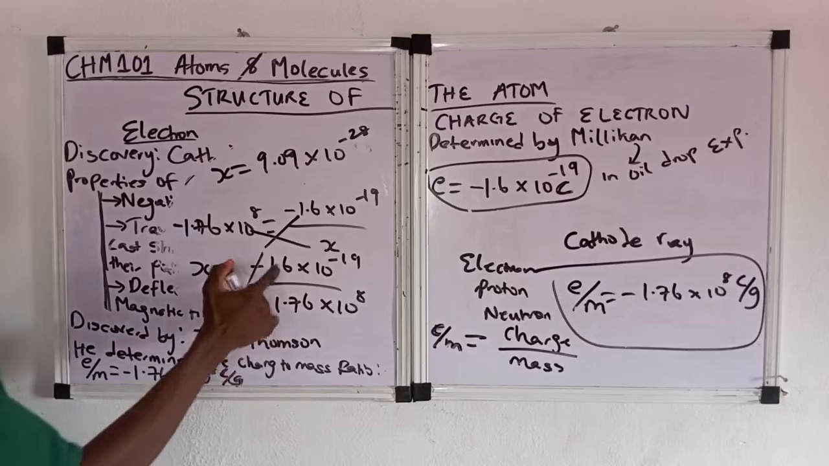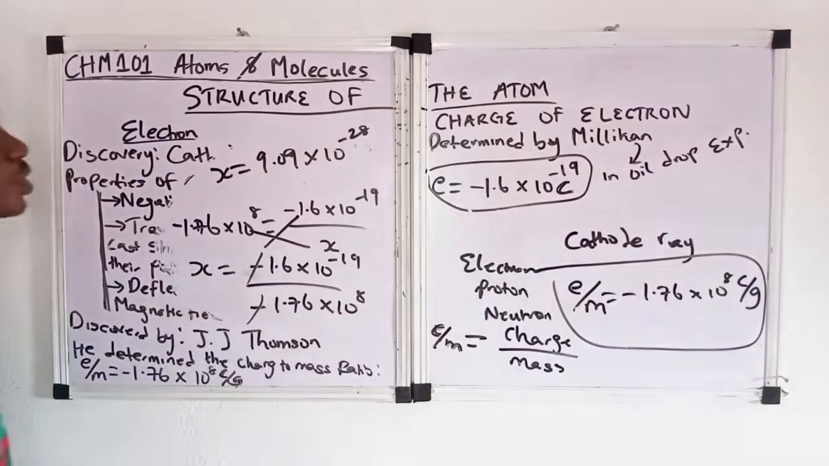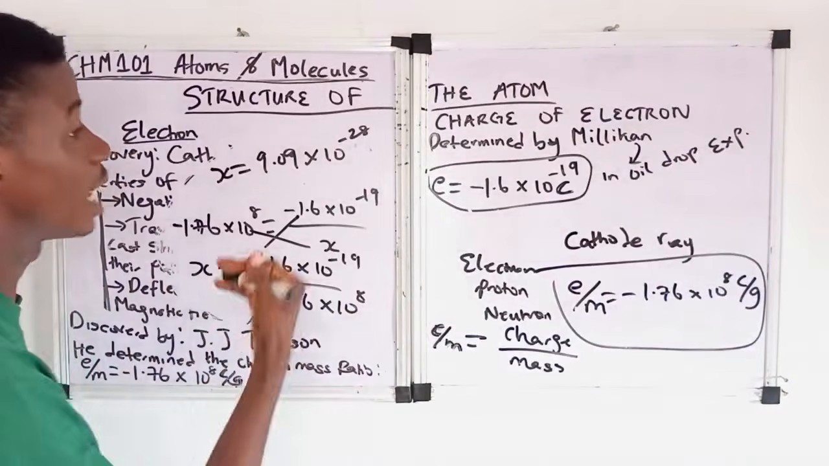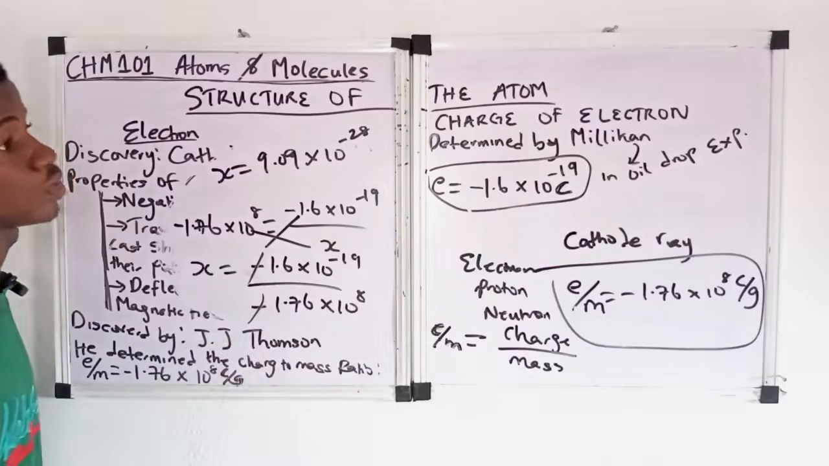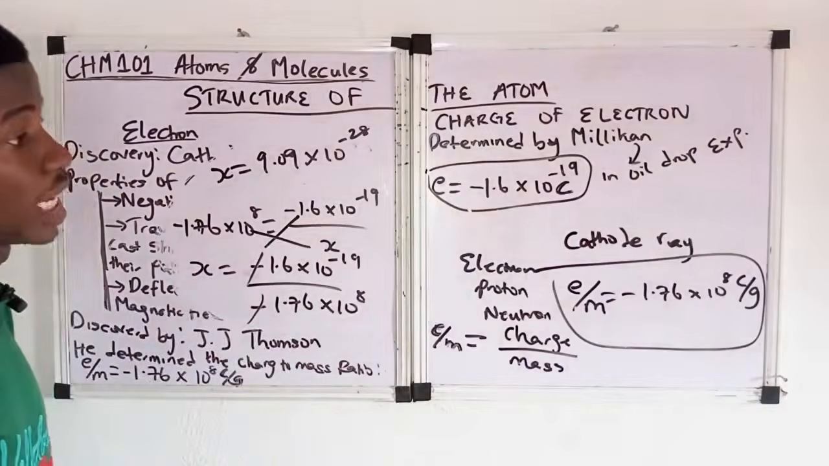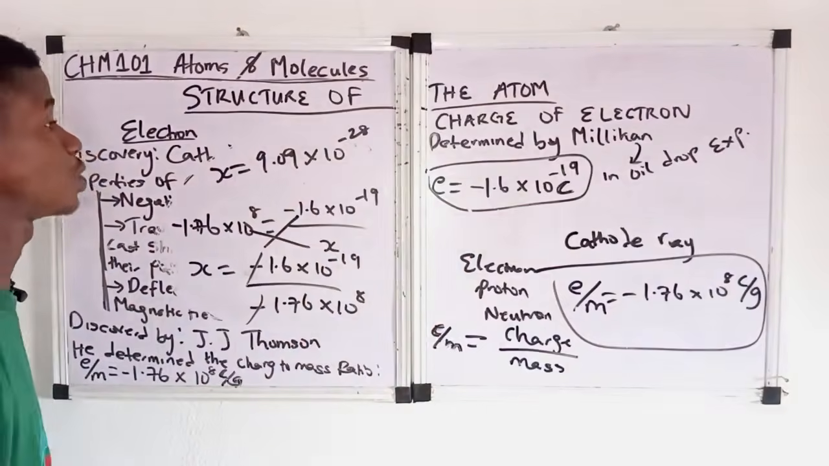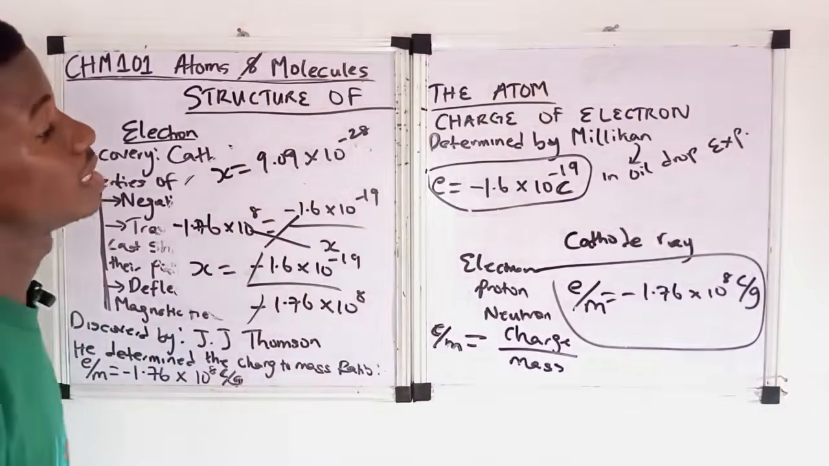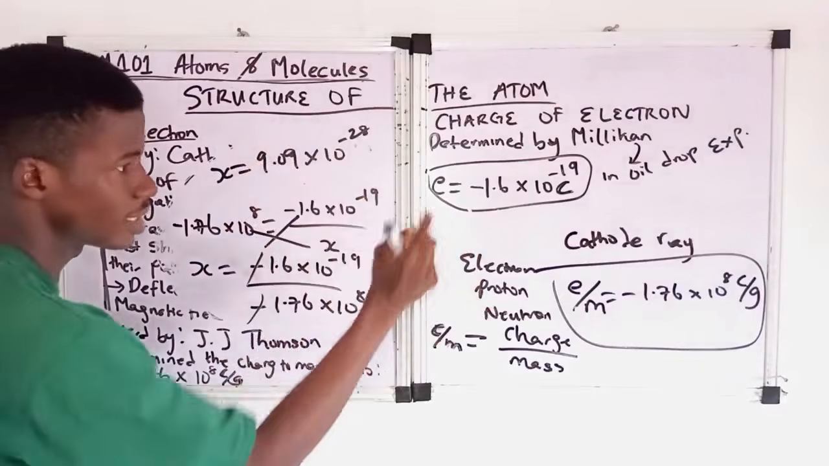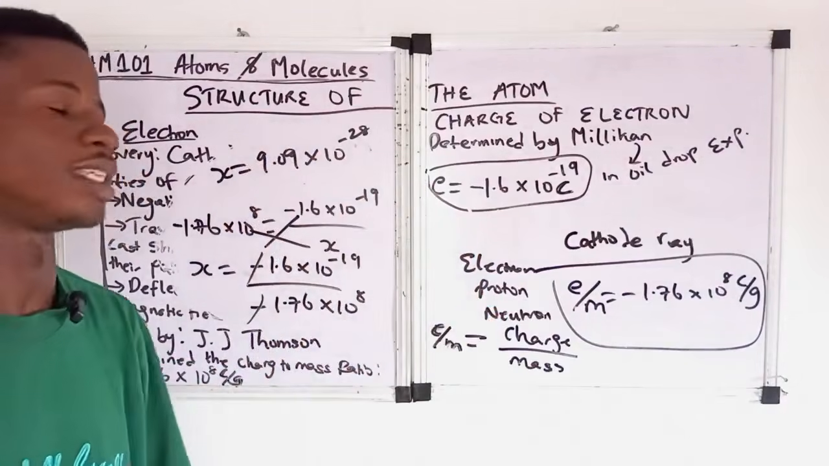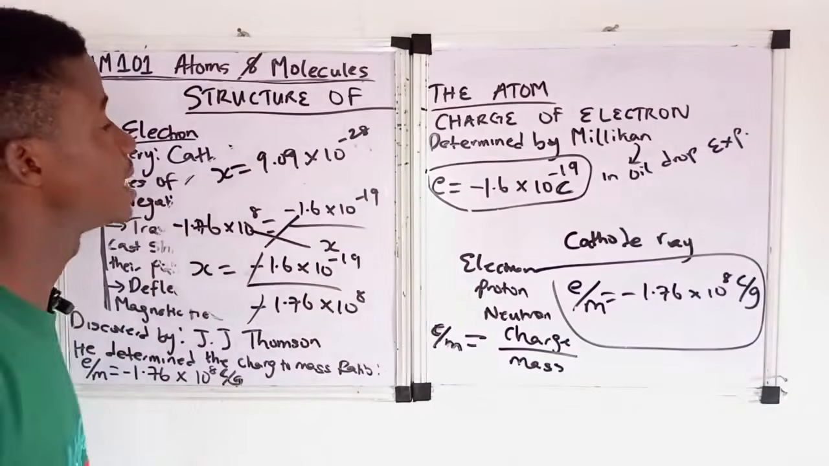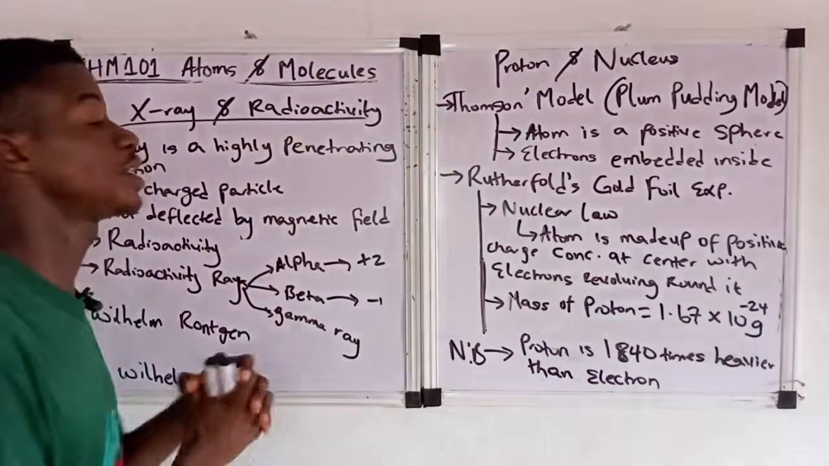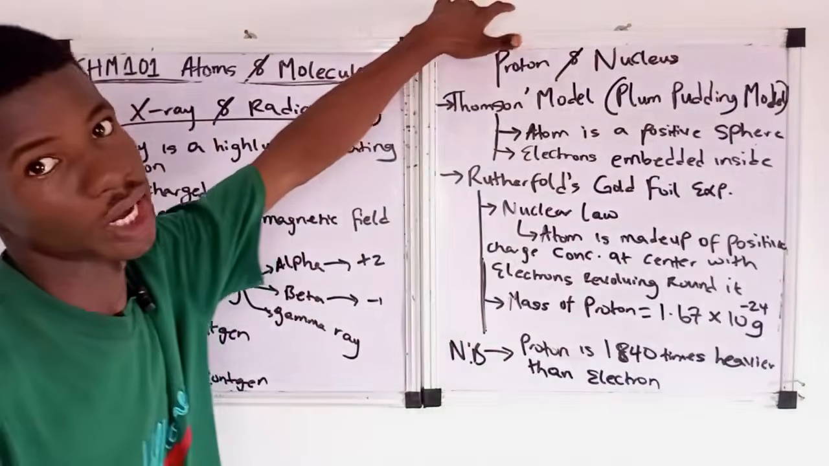So from these two pieces of information, Millikan could determine the mass of an electron. So Millikan did two things: he determined the charge of an electron as well as the mass of an electron. Now let's move to the next part, which is X-ray and radioactivity, as well as proton and nucleus.